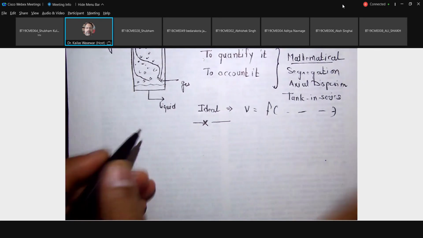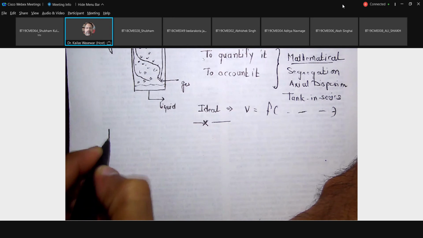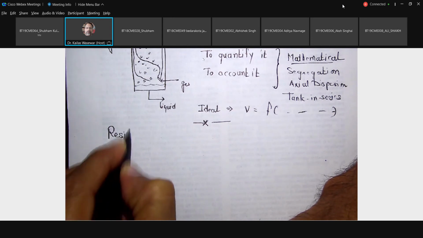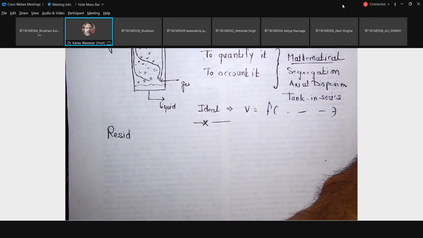So we'll go for the residence time distribution. Residence means residing in the reactor. Time distribution: how much time the elements are spending in the reactor, their distribution with respect to time, that is called the residence time distribution.